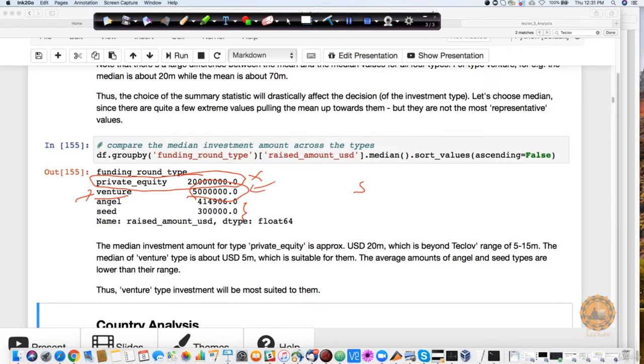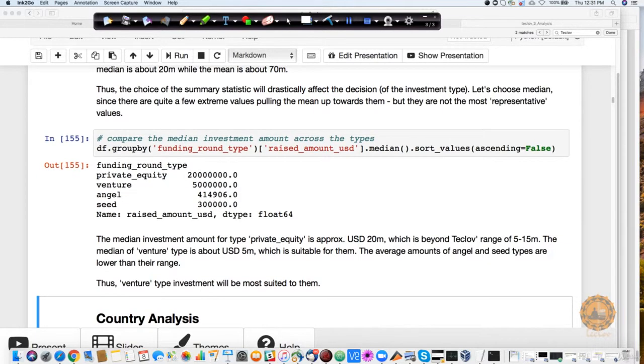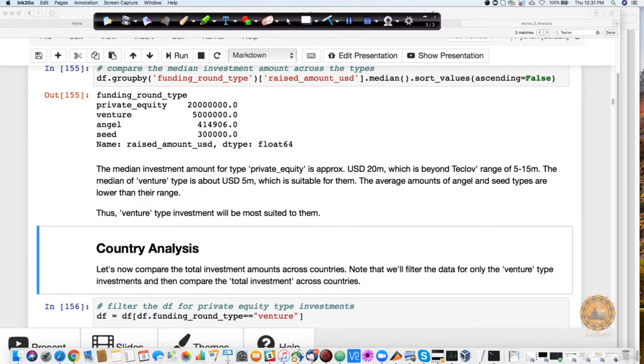Now you can make out how important it is to choose whether you should go for median or mean here, because mean could give you a completely different result. One way I could ask you to do as a homework activity is to remove the outliers first, then use the mean, and see whether you get the same result or not. This can be another strategy which I want you to attempt. So this is the first part where we looked at the investment type.